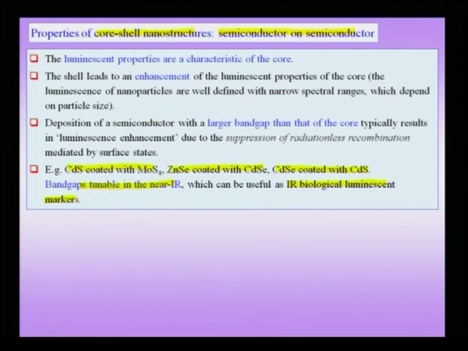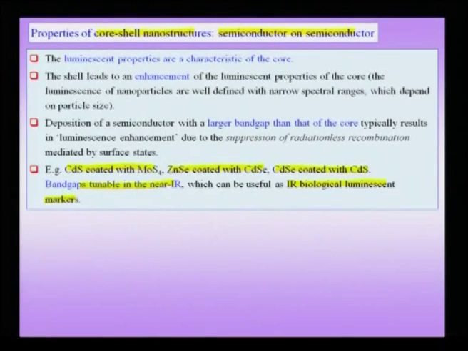That means, not only can the emission be in the visible region, it can also be in the IR region, and you have a handle on the frequency of emission, and therefore, you can tune the frequency which is emitted. In such core shell structures, the luminescent properties are typically characteristic of the core, and we will take up an example. And the shell actually leads to an enhancement of the luminescent properties of the core. The shell, we said when we talked about core shell structures in detail before, could actually be performing many roles.